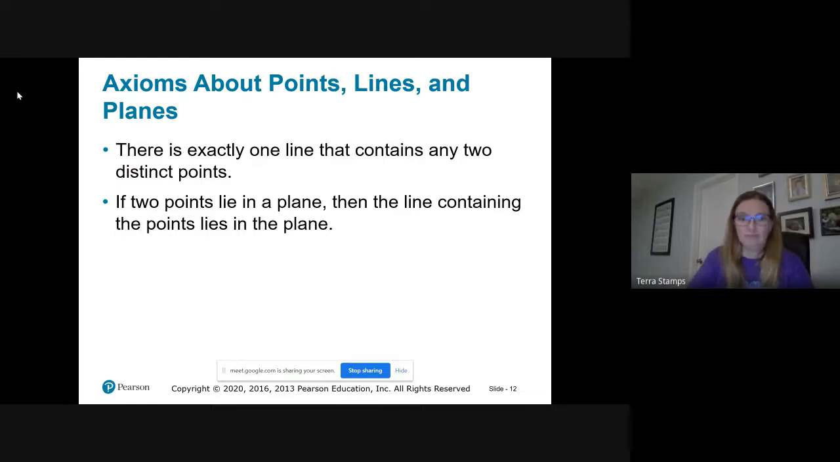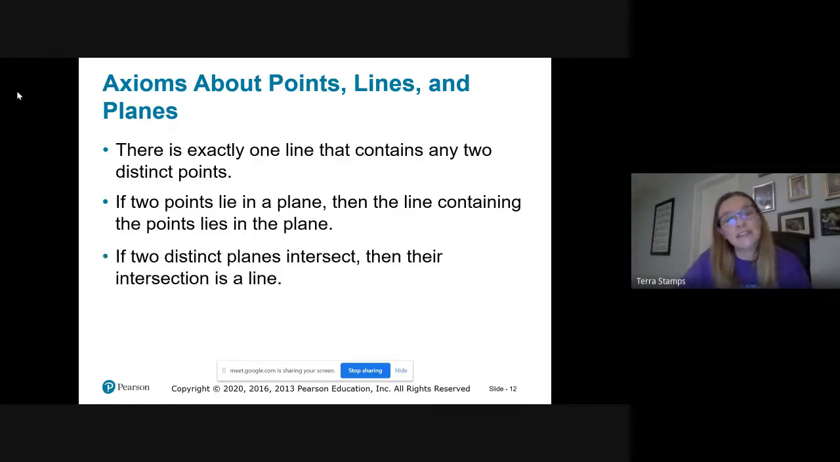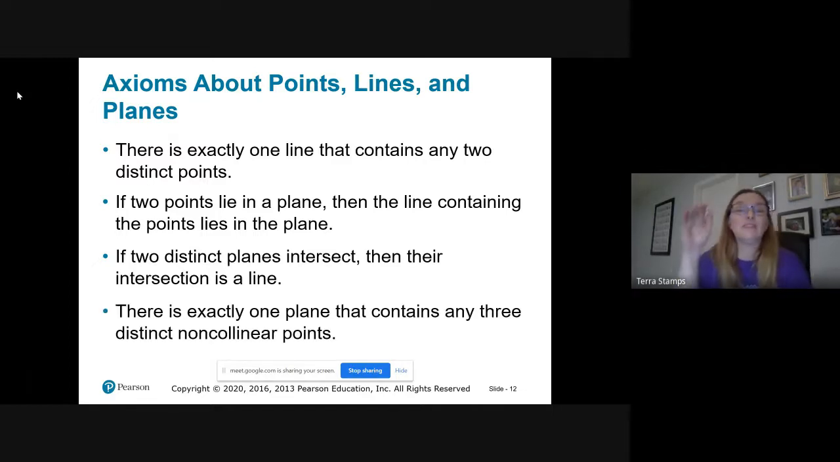If 2 distinct planes intersect, then their points of intersection form a line. There is exactly one plane that contains any three distinct non-collinear points. Distinct means different.